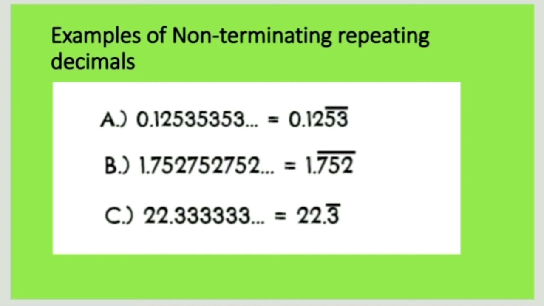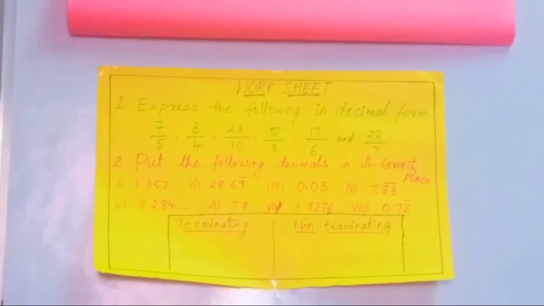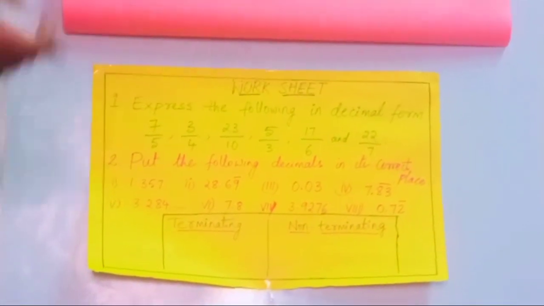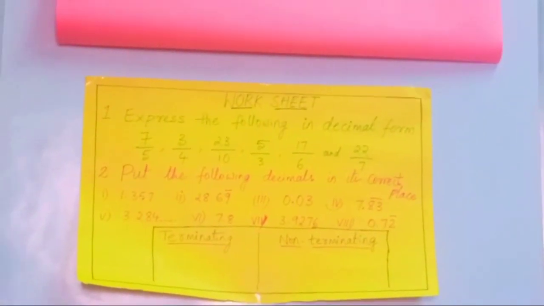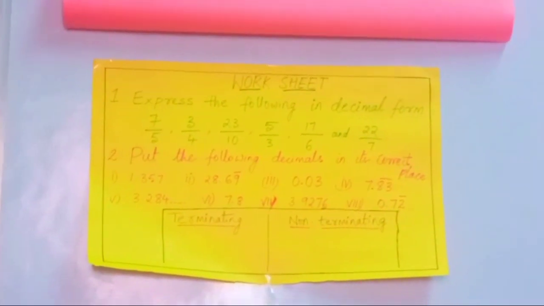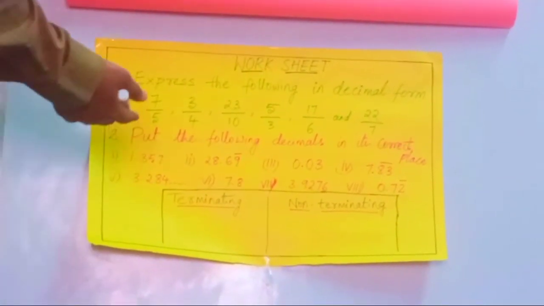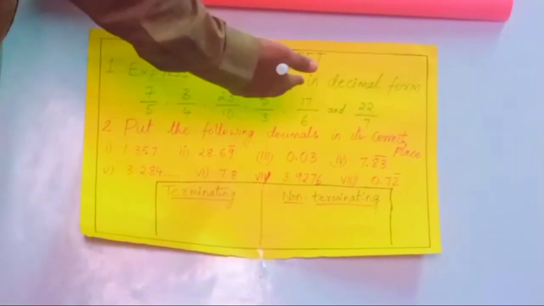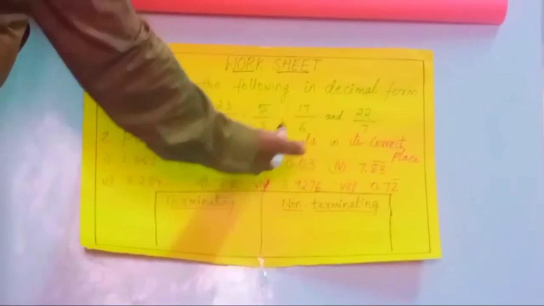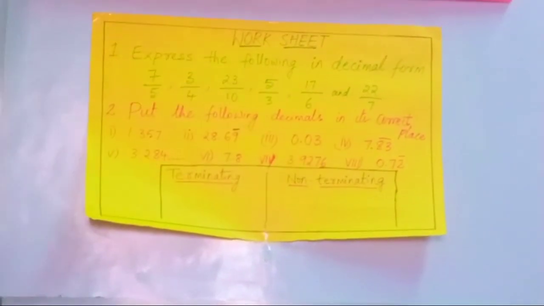Here are some more examples. This is your worksheet. I hope you will be doing this. The first one says express the following in decimal form. You have some rational numbers. You have to do the division process that we have followed, and express them in decimal form. And the second one is even simpler. Place the following decimals in the correct place. I have given 8 decimals. So you have to put each into its place.